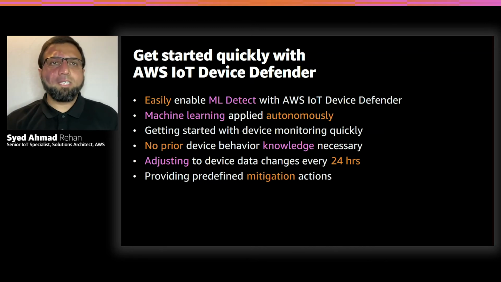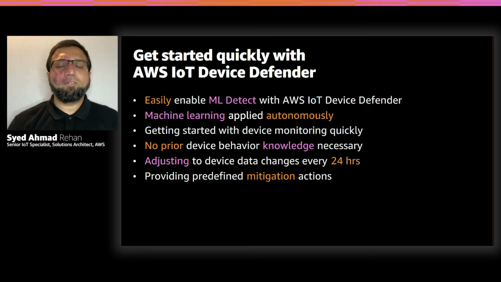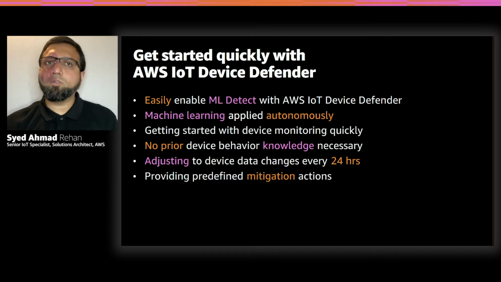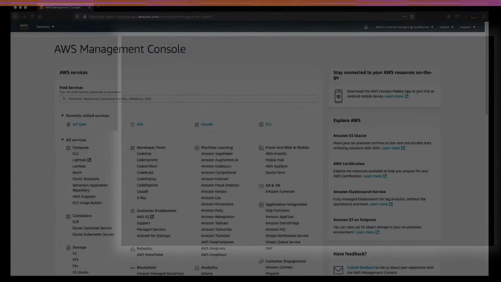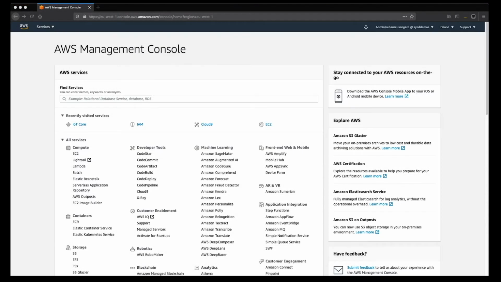For example, if a device is violating a behavior, you could effectively move that device into a quarantine group and take actions based on that. So let's look, by going through a walkthrough, at how easy it is for us to enable the ML Detect feature. Let's look at how easily we can enable AWS IoT Device Defender ML Detect feature.